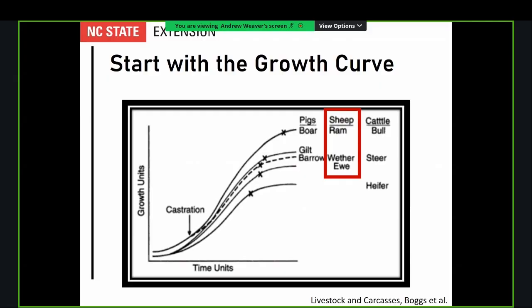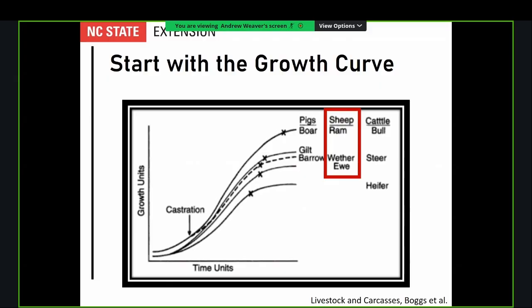The castrated animal, for all species except for hogs, is intermediate. And then the female is on the bottom there, where the females tend to mature faster, get fatter, and are fatter at the same point in time relative to the males.